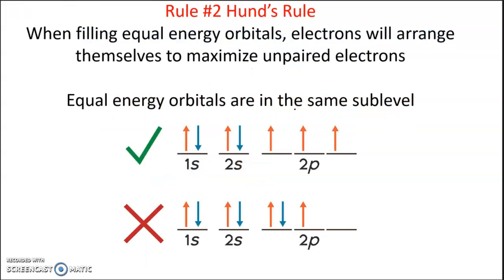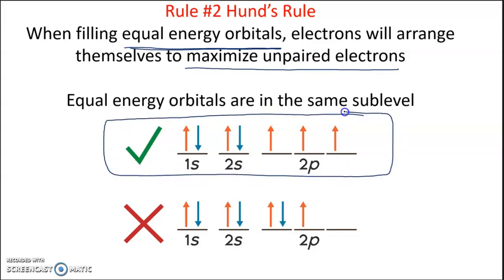Hund's rule really applies to drawing orbital diagrams. I mean, it applies to electron configurations, but you can't see it. But when you draw orbital diagrams, you have to follow Hund's rule, which is when you're filling equal energy orbitals, like when you're filling 2p, electrons arrange themselves to maximize unpaired electrons. So this is a correct orbital diagram. 2p has 3 electrons, or 3 arrows, and each arrow is in its own orbital. This is how they fill up 2p. They each go in their own orbital first.